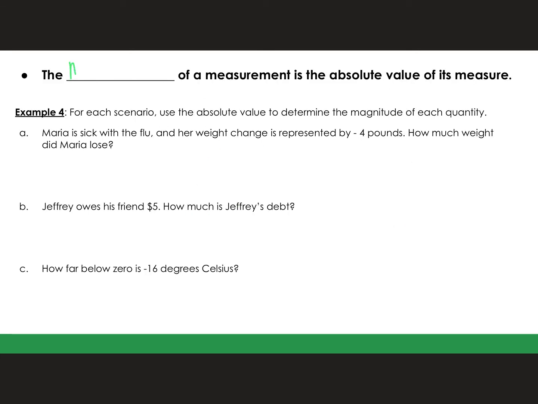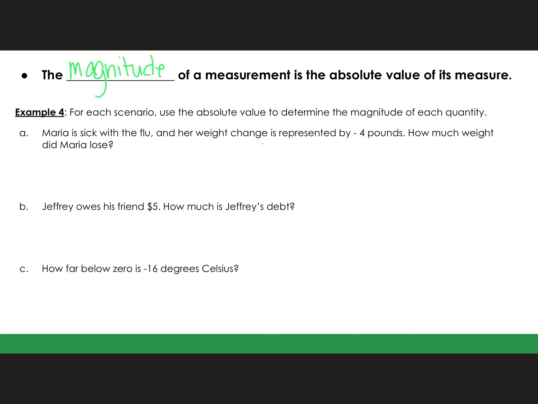The magnitude of a measurement is the absolute value of its measurement. So for each scenario, use the absolute value to determine the magnitude of each quantity. Maria is sick with the flu, and her weight change is represented by -4 pounds. How much weight did Maria lose?